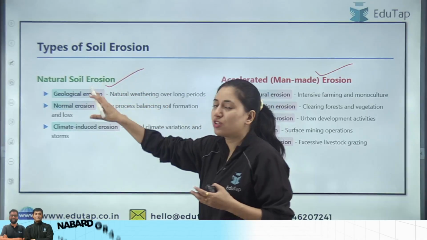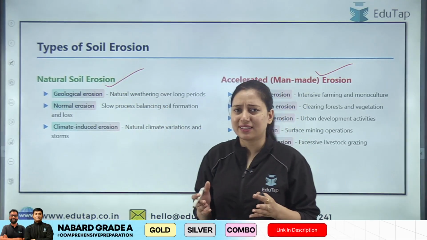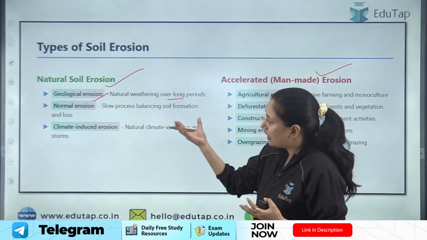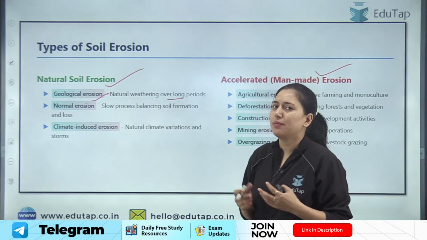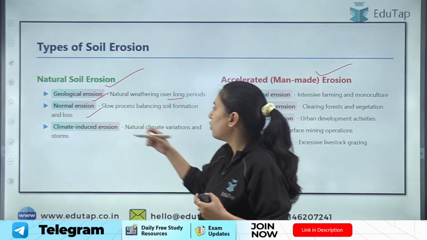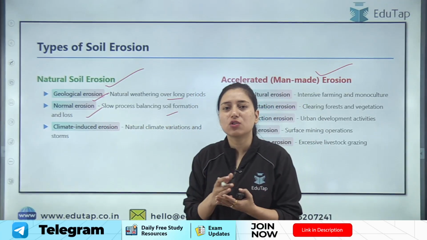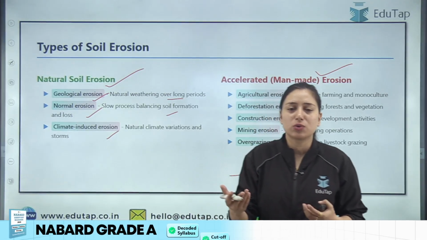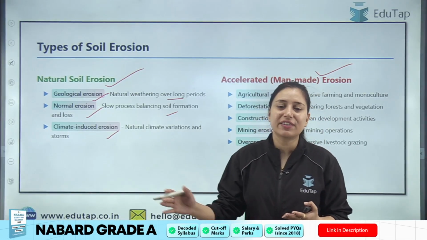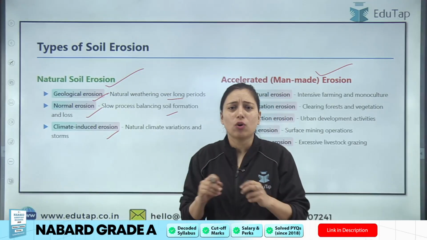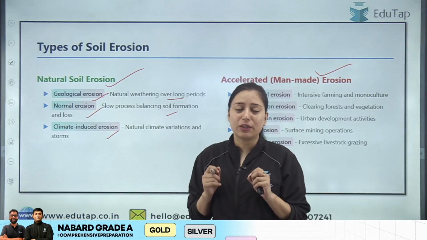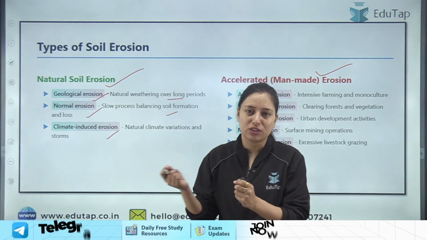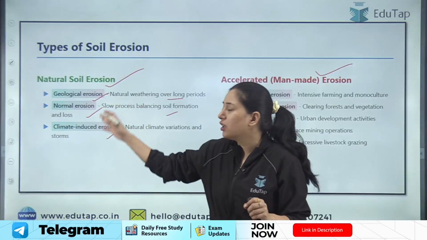Natural soil erosion includes whatever erosion is happening naturally, like geological erosion. Natural weathering over a long period of time again leads to erosion. Then there is normal erosion, meaning normally soil is also formed and it is being transferred from one place to another. Then climate-induced erosion: due to some climatic conditions, the soil gets transported from one place to another. But again, all that is natural erosion. The rate of erosion here is very, very slow, and it is equivalent to the rate of soil formation. So there is not much harmful impact of natural erosion.